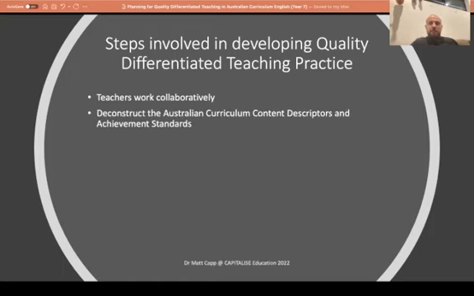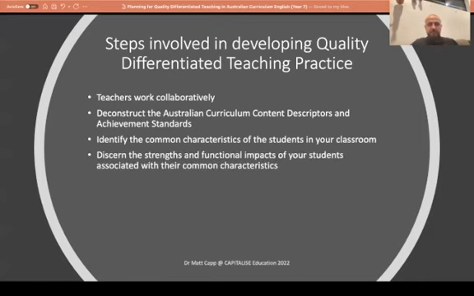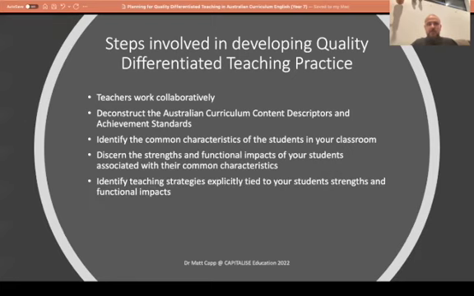The next step is that teachers collaboratively need to deconstruct the Australian curriculum in terms of the content descriptors and the achievement standards. Once they've deconstructed those, they need to identify the common characteristics of the students in their classroom. Once they've identified the common characteristics, they need to discern the strengths and functional impacts associated with those common characteristics.